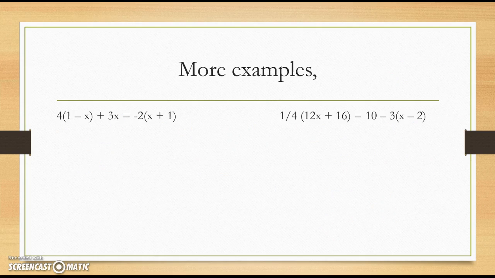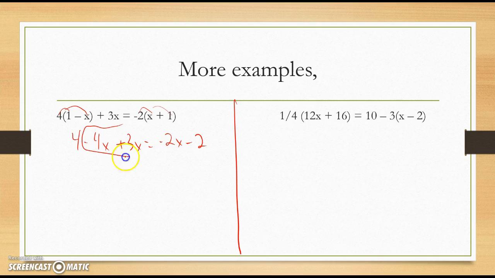Okay, more examples here. 4 times the quantity 1 minus x, plus 3x equals negative 2 times the quantity x plus 1. Similar to before, we're going to distribute first and then combine like terms if we can. 4 minus 4x plus 3x equals negative 2x minus 2. Now if I can combine like terms, I need to do that. So 4 minus 1x equals negative 2x minus 2.